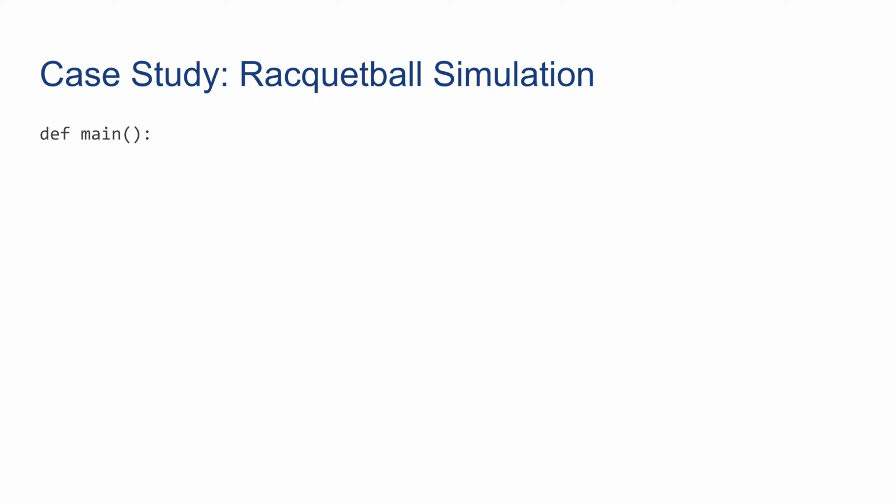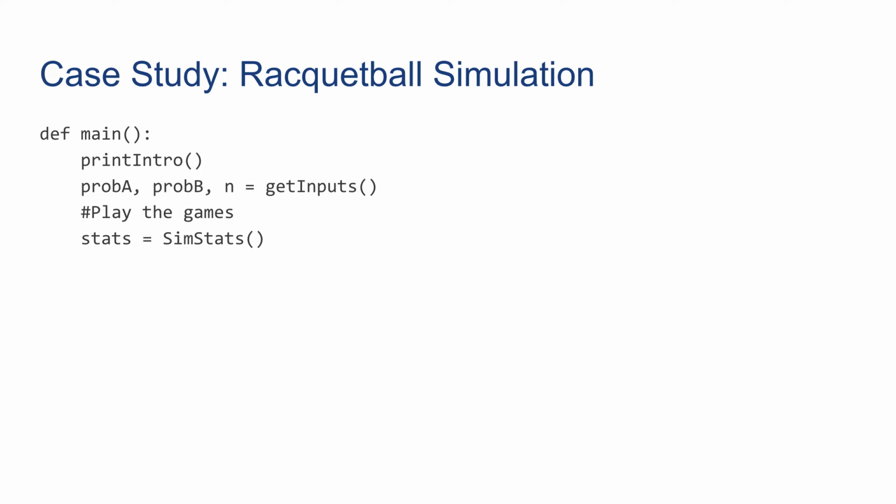So here's what our main program should look like. And remember the top-down design. So we'll call a function called print intro. We'll also call a function called get inputs, which will return prob A, prob B, and N, which stands for number of games. And then we can play the game, which we need to create a stats object from SimStats.